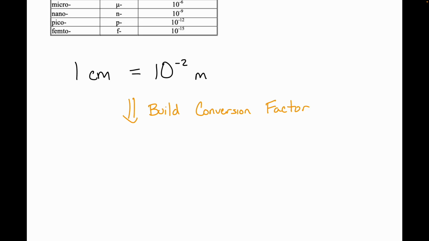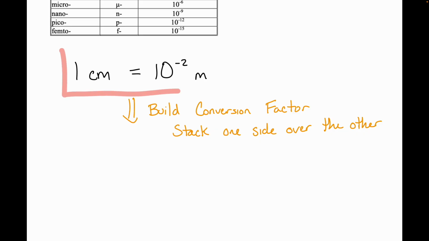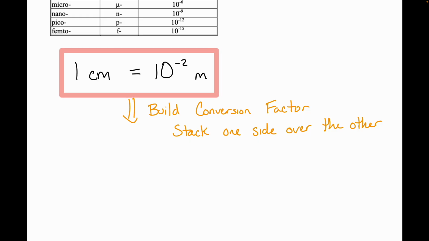How are we going to build a conversion factor? What does this look like? We're going to stack one side over the other. So my conversion factor for this equality relationship gets converted into this conversion factor of 1 centimeter over 10 to the negative 2 meters.